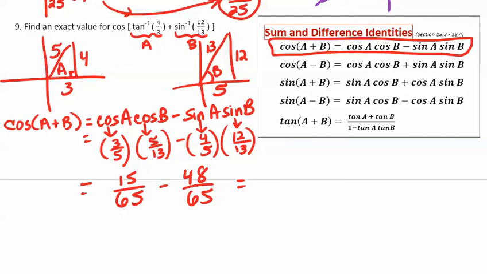So I paused the video to write those in since my video is getting a little long. But let's take a look. Cosine of A is adjacent over hypotenuse. Cosine of B is adjacent 5 over hypotenuse. Sine is opposite over hypotenuse, and sine of B is opposite over hypotenuse. So I multiply and they have a common denominator. So we come up with negative 33 over 65.